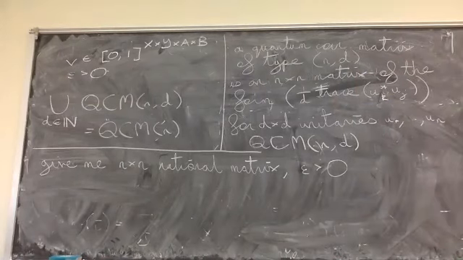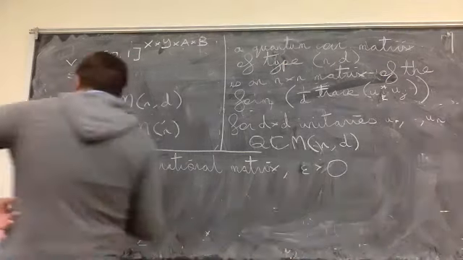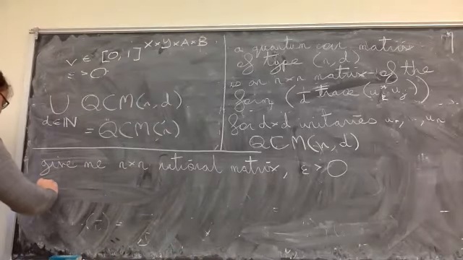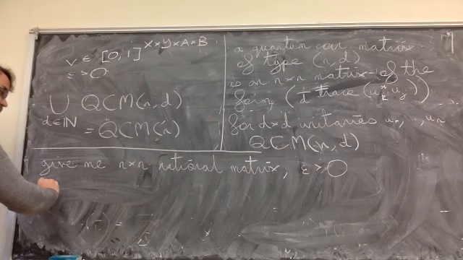But I'm sorry, I'm still confused. If you hand me an n by n rational matrix and an epsilon, I think what you said a minute ago is I can just brute force compute, start to sample all of QCM n, since n is now fixed, and decide.